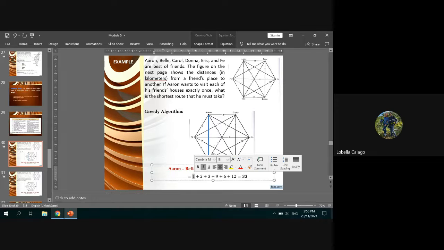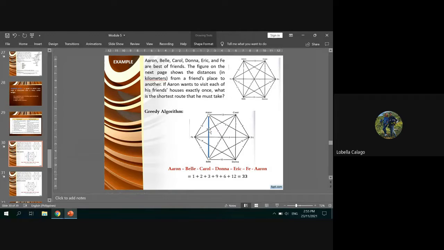Okay, so going back. I have selected Aaron and Belle because that is the lowest number. Now, from Belle, we have 11 going to Fe, Carol with a 2, Eric with a 15, and Donna with a 10. Obviously, we go to Carol because it has the lowest value, 2. So I will select Belle going to Carol.